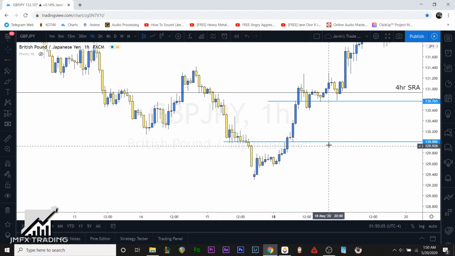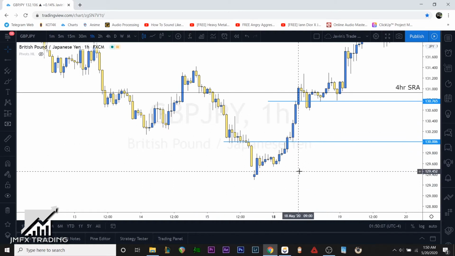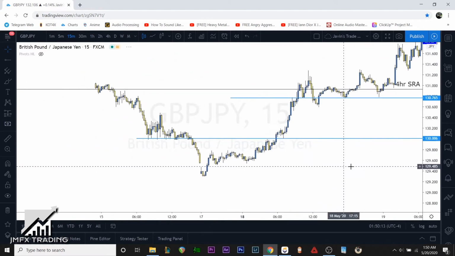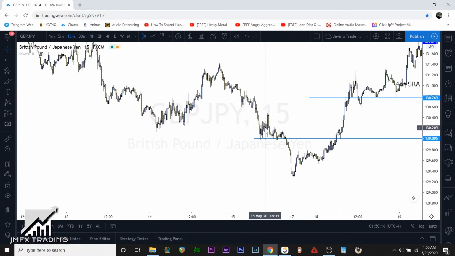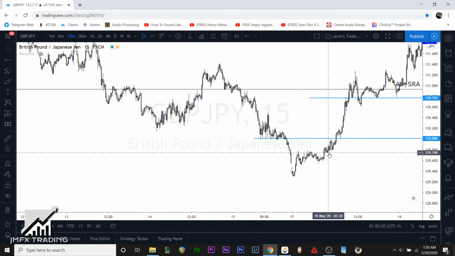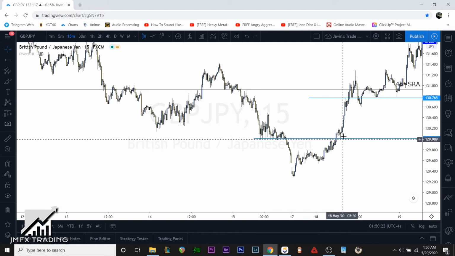Once price starts moving, we can see that we get this reversal pattern. If you're new to trading, you might not notice this, but this is actually an inverted head and shoulders. If we go back to the 15-minute chart, you can see that our left shoulder is here, our head is down here, our right shoulder is right here, and our neckline retest is right here.